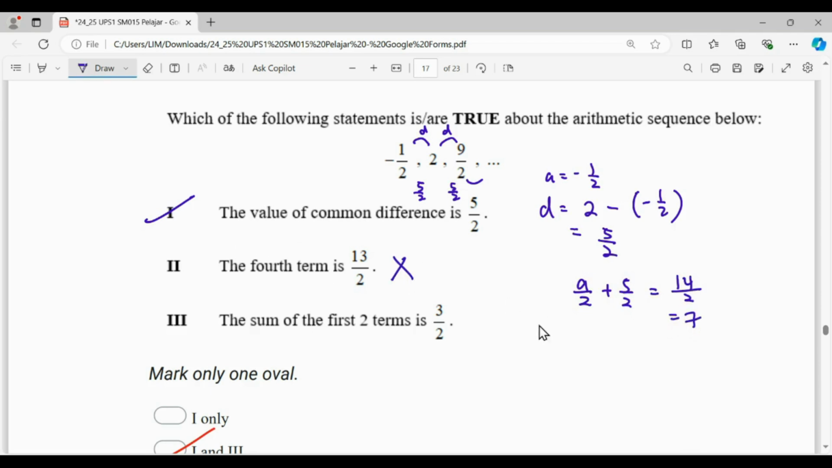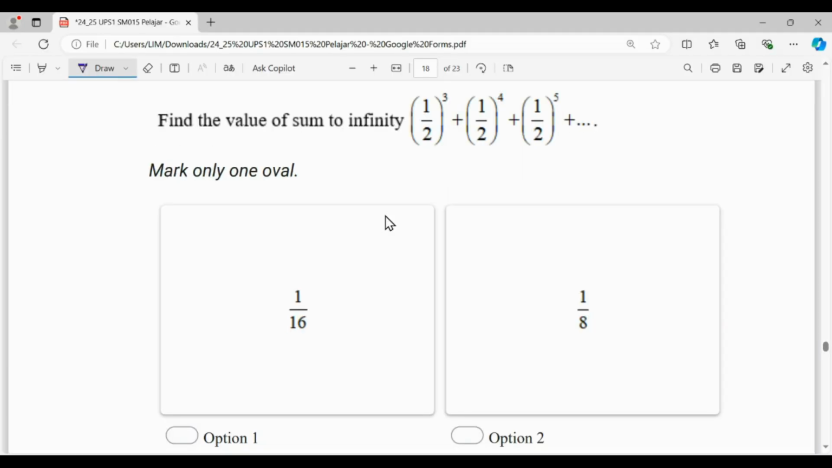So this is not the fourth term. The sum of the first two terms means the first term is -1/2, the second term is 2. So sum of them, total it up together, it gives us 3 over 2. Yes, this is correct.